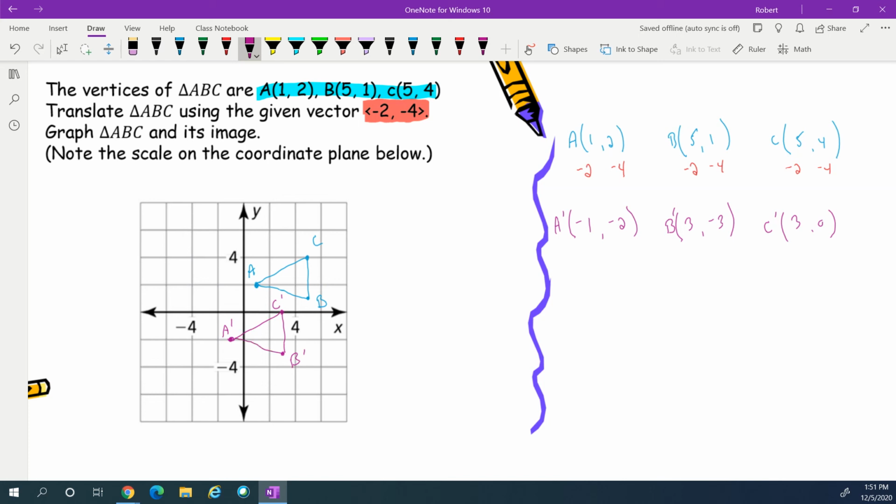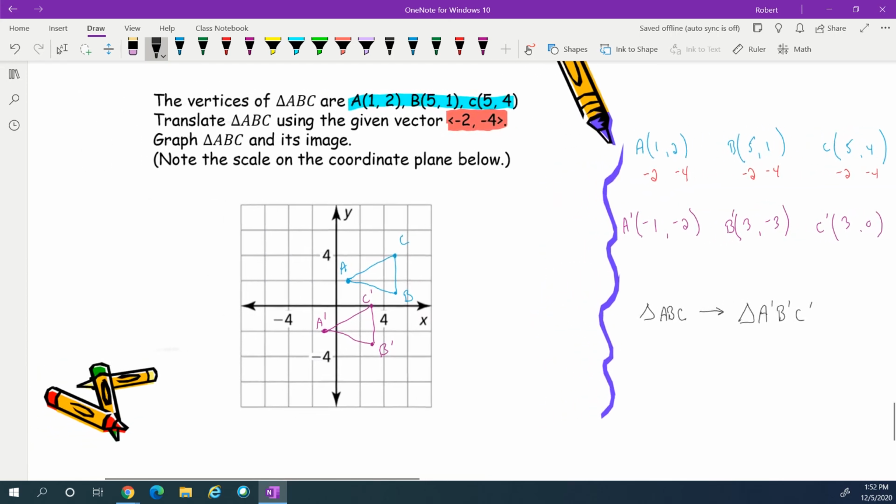So there's our new triangle. They are congruent. It is just slid over and down. Triangle A, B, C was translated to become triangle A prime, B prime, C prime. So we can apply our vector notation.